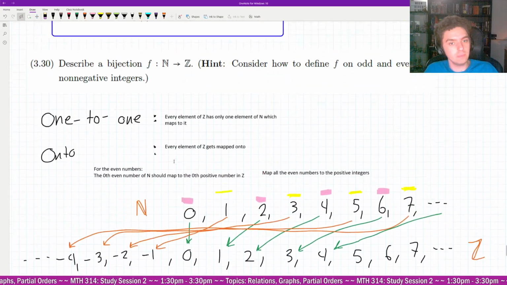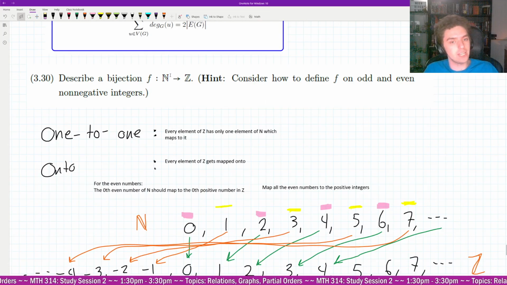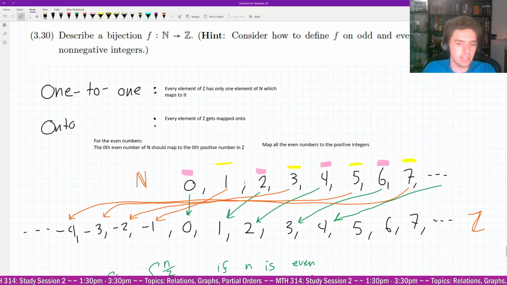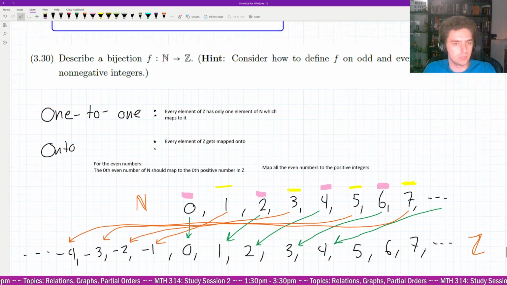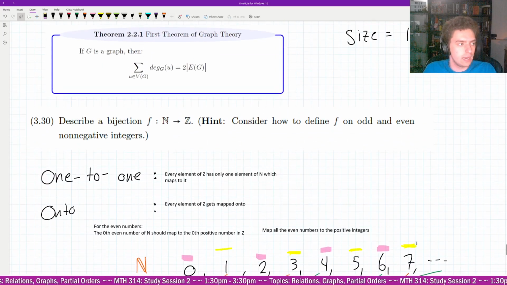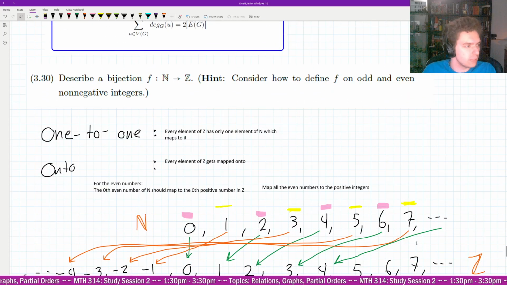Would it matter if it was flipped? So you want a bijection. Oh, first of all, sorry, before I answer, is it a bijection? Yes, it's 1-to-1, because everything only gets mapped onto once, and it's onto because I'm getting all of these numbers. So there we go. Would it matter if it was flipped?